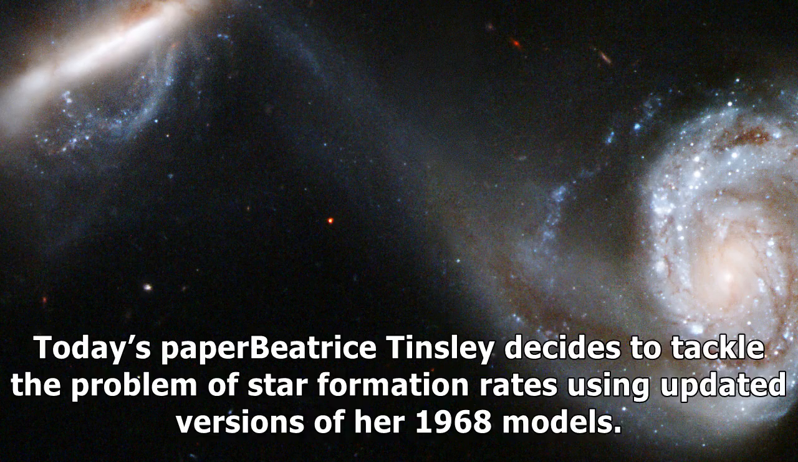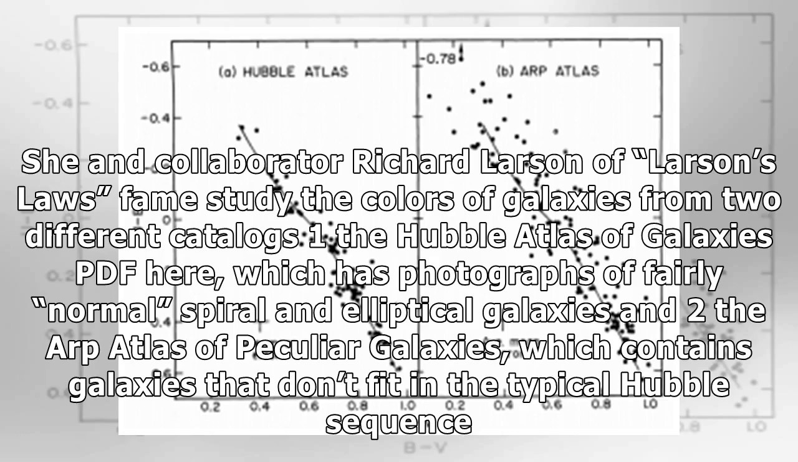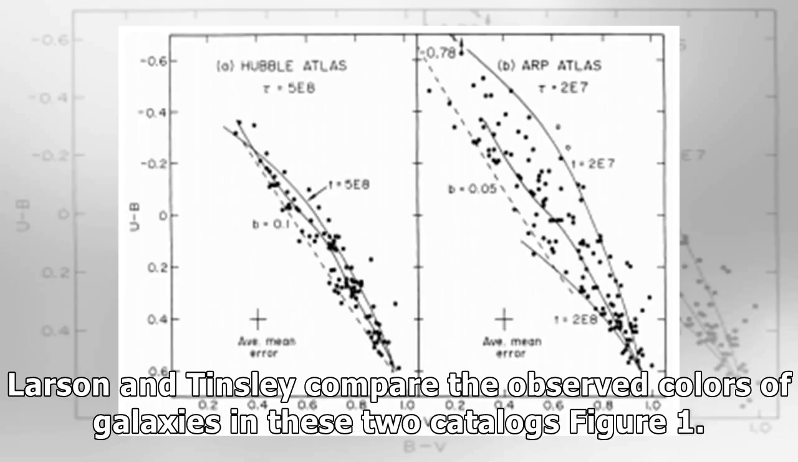In today's paper, Beatrice Tinsley decides to tackle the problem of star formation rates using updated versions of her 1968 models. She and collaborator Richard Larson, of Larson's Laws fame, study the colors of galaxies from two different catalogs: one, the Hubble Atlas of Galaxies, PDF here, which has photographs of fairly normal spiral and elliptical galaxies, and two, the Arp Atlas of Peculiar Galaxies, which contains galaxies that don't fit in the typical Hubble sequence.